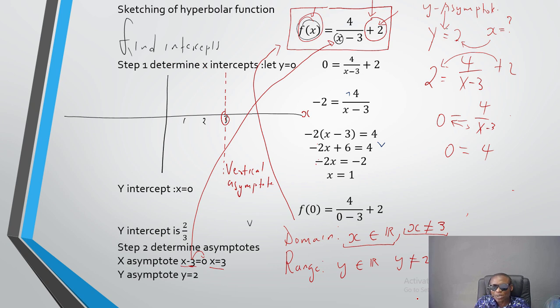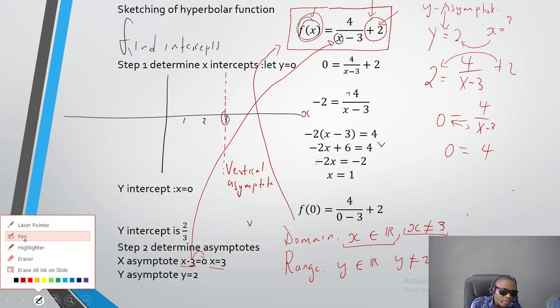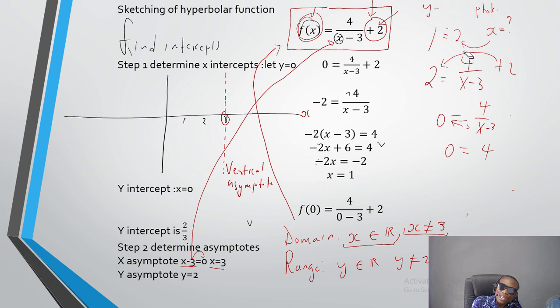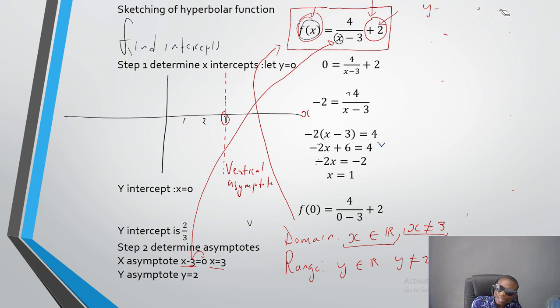There is a big relationship between the domain and the x asymptote. There is a big relationship between the range and the y asymptote. So let's say I give you the domain of a hyperbola function.